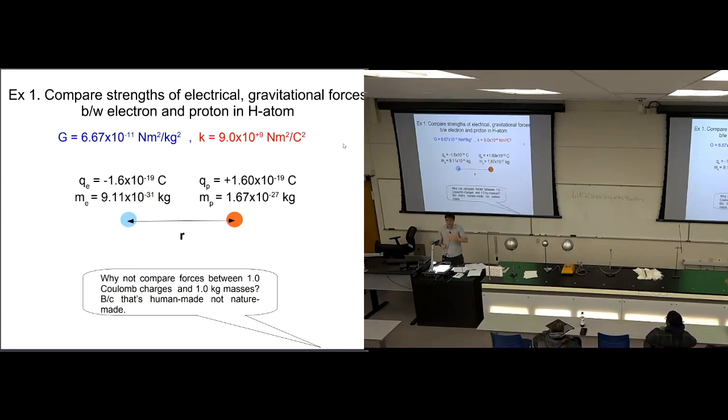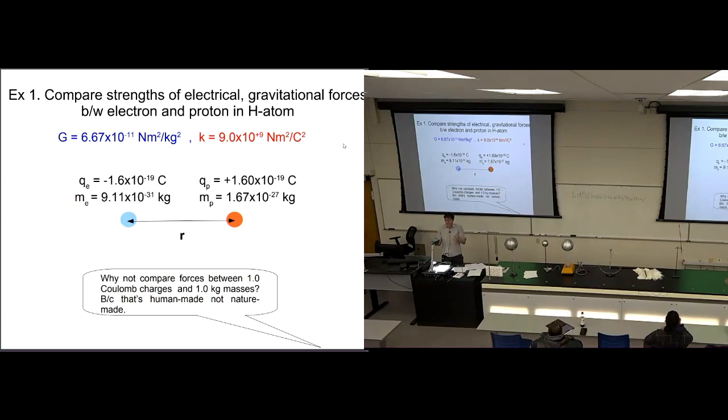We can get a quantitative idea of that. Now, you might say, well, why didn't you compare the electrical forces between two 1 coulomb charges with the gravitational force between two 1 kilogram masses? Why didn't we do that? We didn't do that because we just made up those units, kilograms and coulombs.